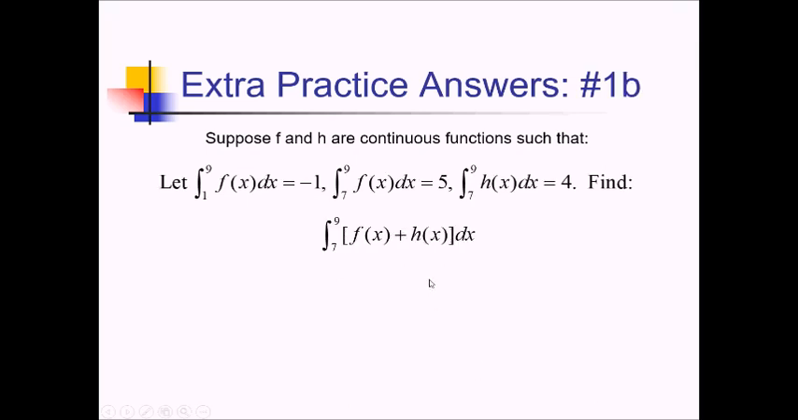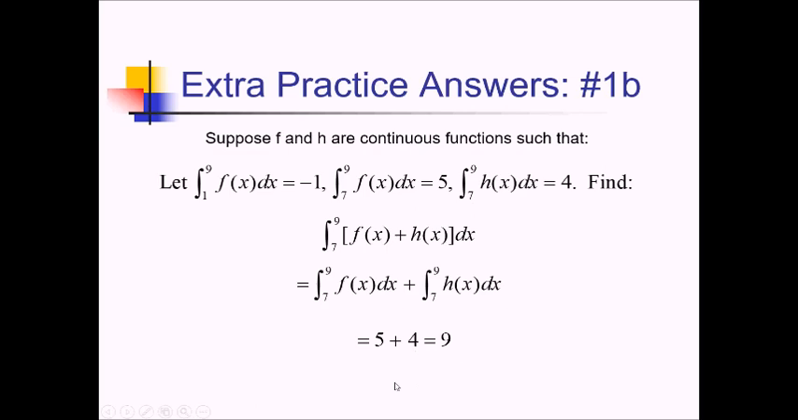To find this definite integral, we can split it up into the integral from 7 to 9 of f of x plus the same limits of integration with h of x. And these each actually have values up here. The integral of f of x from 7 to 9 is given by this 5 right here. And the integral from 7 to 9 of h of x was 4, so we're doing plus 4, which comes out to 9.